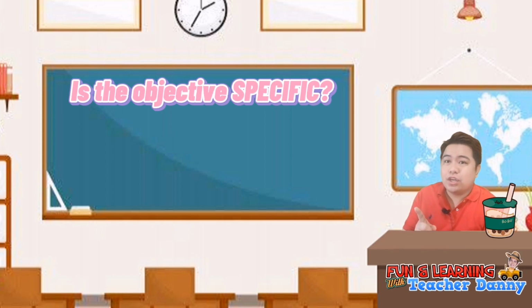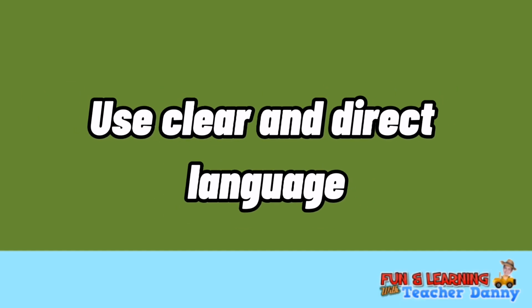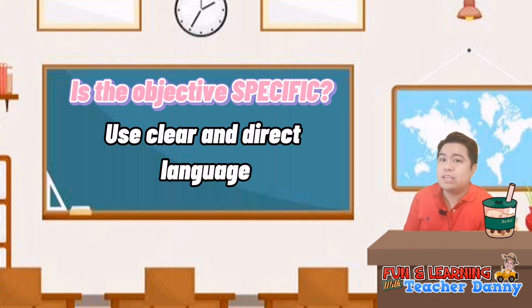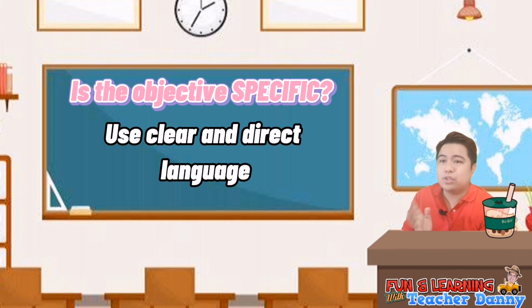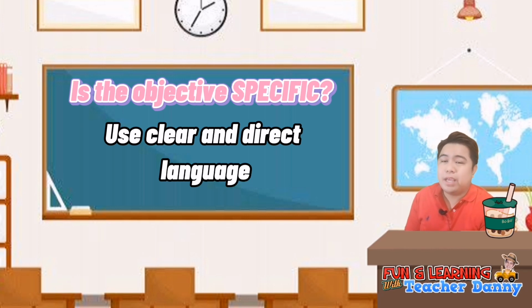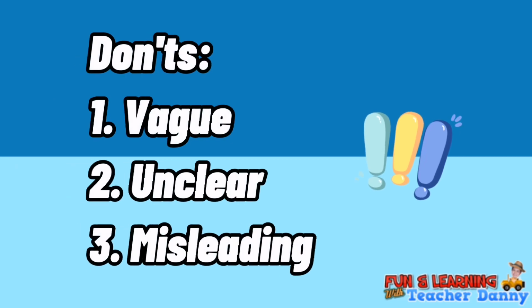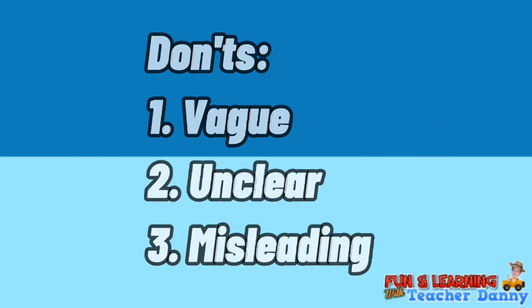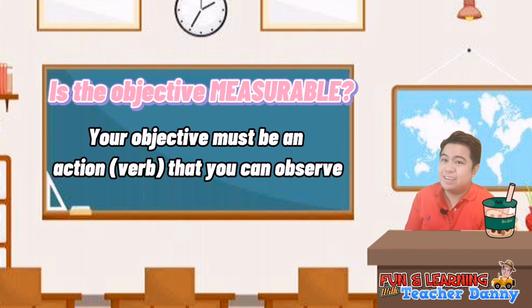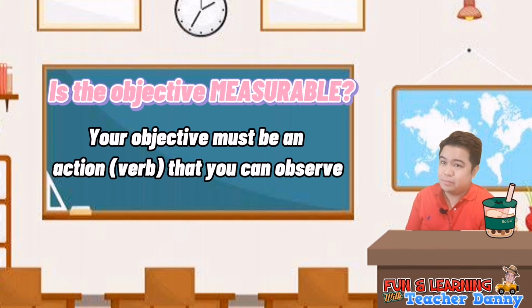In this case, you should use clear, direct language to tell the learners exactly what he or she should learn and what he or she should be able to do. Don't be vague in making one. Don't use unclear words or misleading words. M: Is the objective measurable?